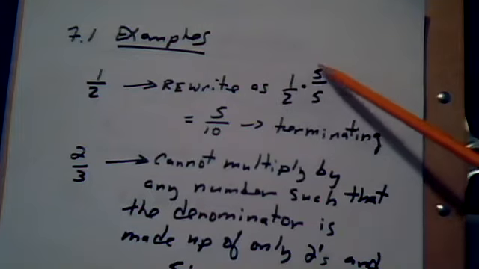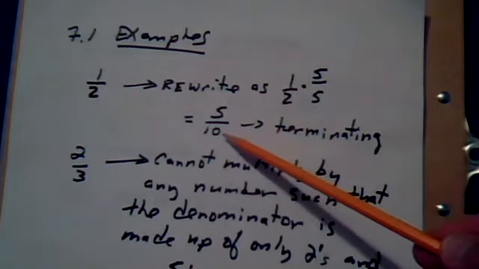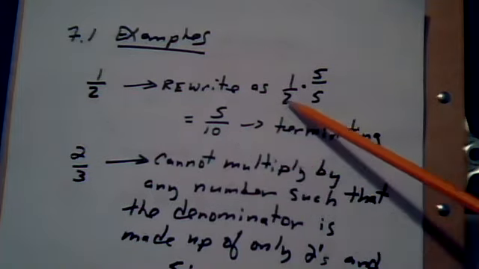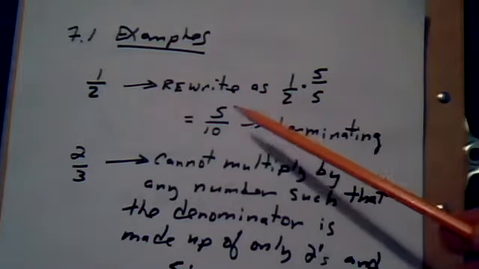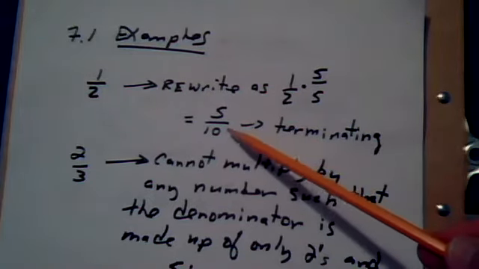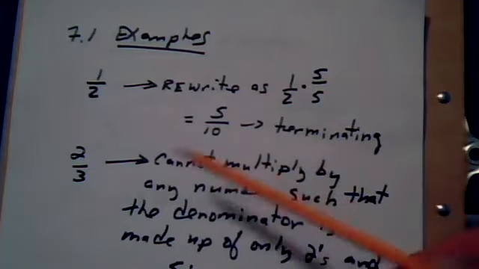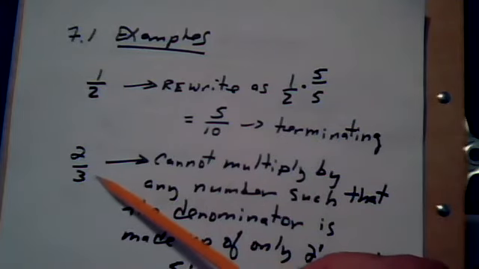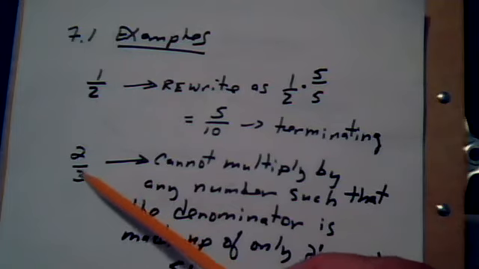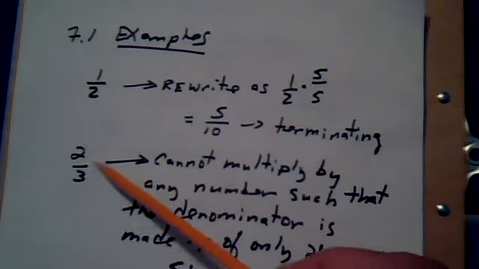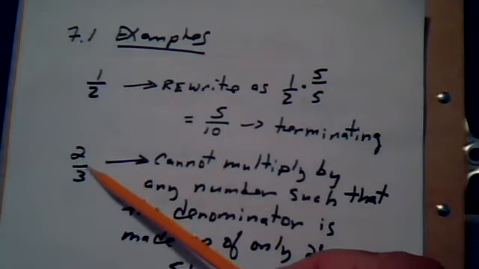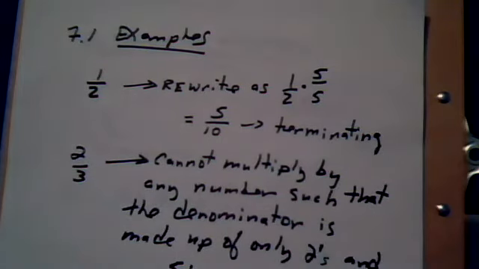Just make sure that what you do to the bottom, you do to the top. So now 1/2 can be written as 5 over 10. And notice 2s and 5s were involved. So you expect this to be terminating. And it is. It's 0.5. This one, there's no number you could multiply the 3 times such that at the end you only have 2s and 5s. So this one, if you were to punch it into your calculator, would be a repeating decimal.